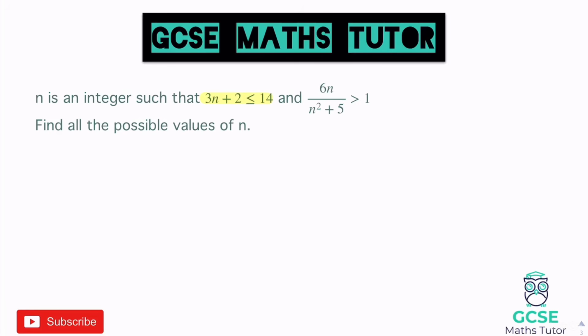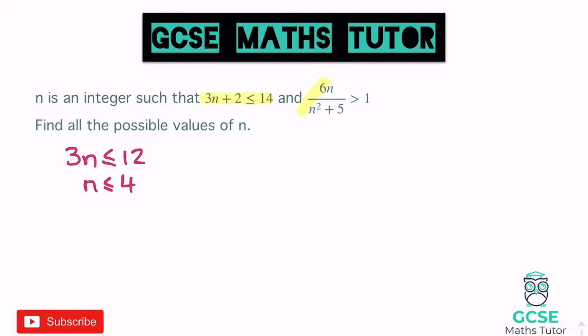So if we minus 2 from both sides, we get 3n is less than or equal to 12, divided by 3, we get n has to be less than or equal to 4. Okay, so that's part of our solution there. We know that the values of n that we're looking for have to be less than or equal to 4.